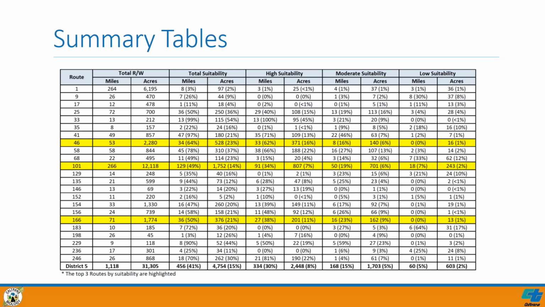We also, in this one, I highlighted the three routes within District 5 that had the highest amount of acreage and linear miles. So in District 5, Central Coast, it looks like Highway 46, 101, and 166 had the greatest amount of suitable habitat. So this is information that we're going to use as a tool to estimate our enrollment.